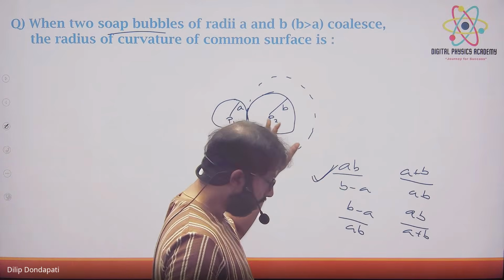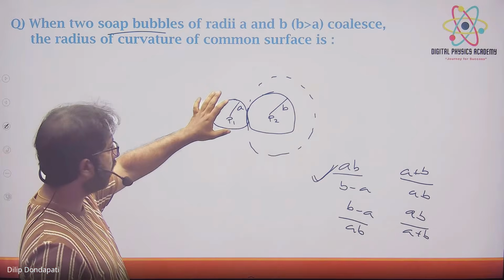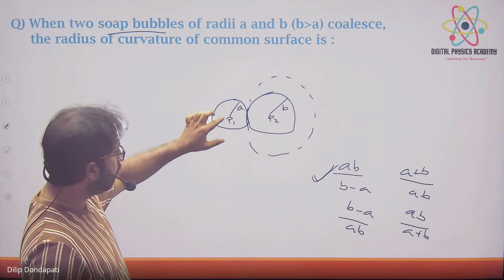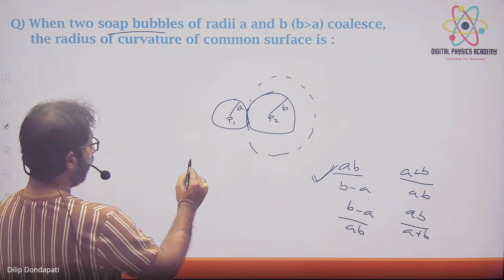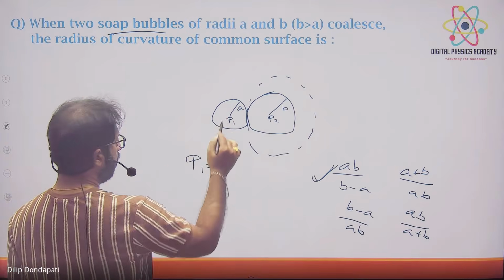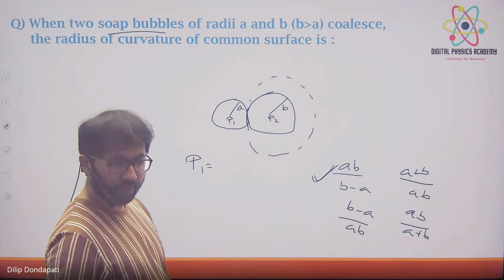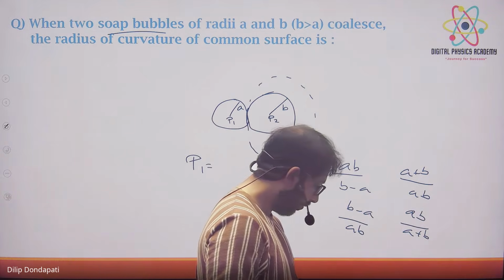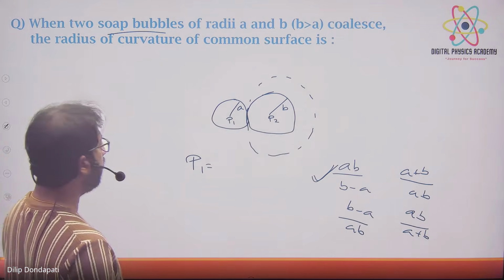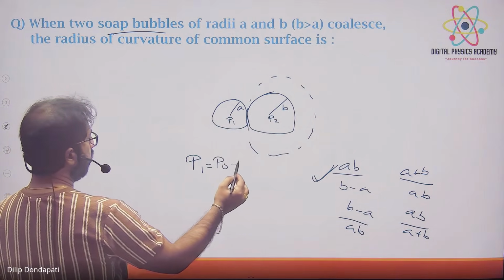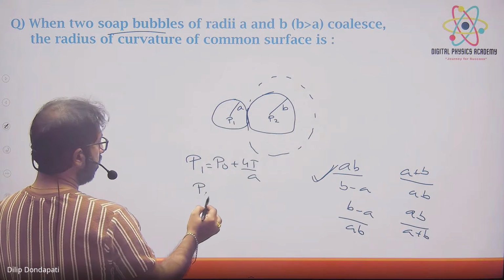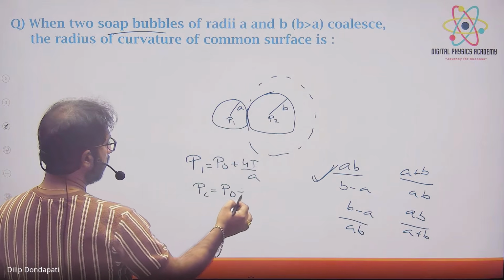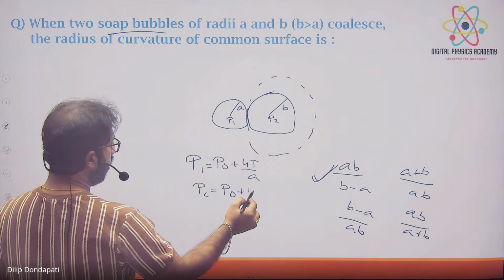See, first one, Krisha, first one equation apply किया. Tell me, P1 का equation क्या आएगा? आया? ये सो बबल है ना. P1 is equal to P naught plus 4T by A. P2 का कितना होगा? Outside pressure is P naught plus 4T by B.